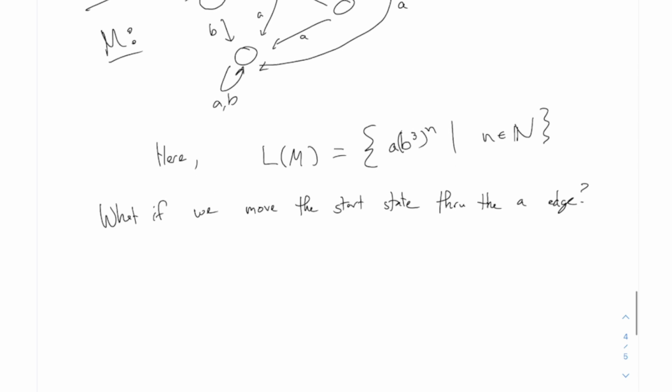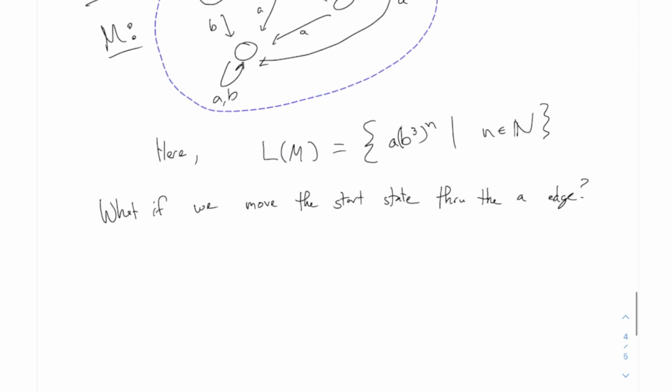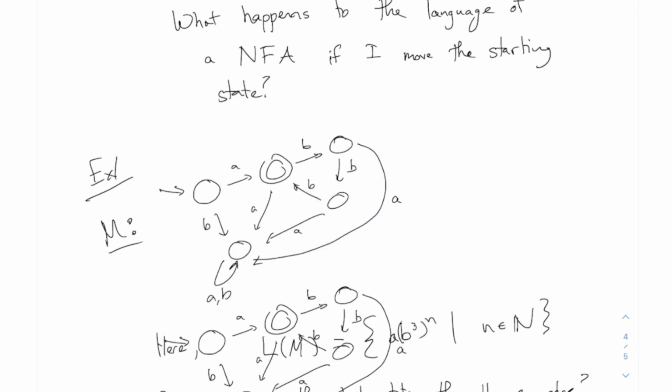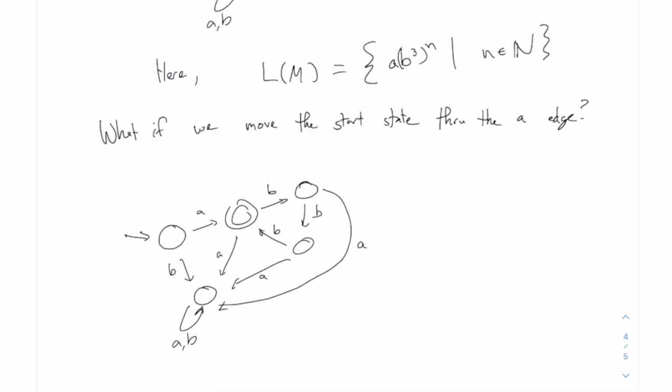I'll draw this picture again. Maybe I'll copy and paste. I know this is hard if you're using paper. If I do it slow enough, you can catch up with me. All right, same picture. I'm going to call this one N, only its starting state is now that one. I push the starting state through the edge labeled A. So what if we move the start state through the A edge?